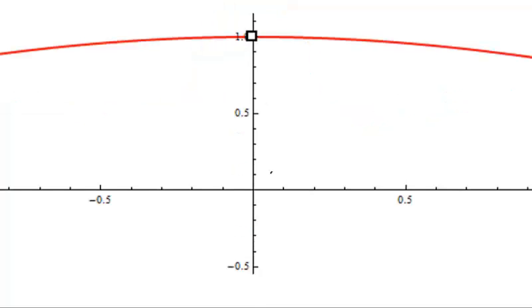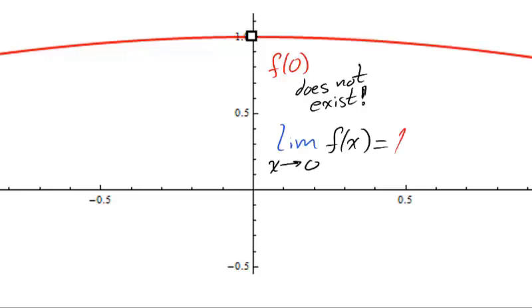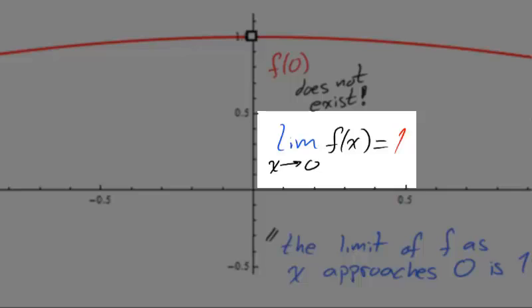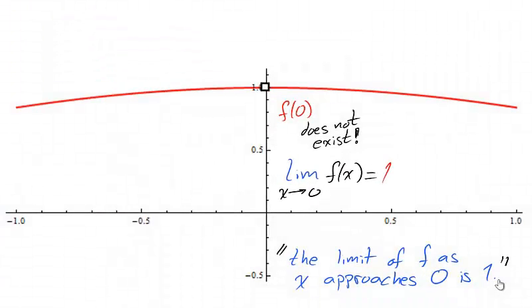All the points in this magnification are very near y equals 1. And if we continue to zoom in, the points on our screen would be closer still to the value y equals 1. However, there will continue to be a hole at x equals 0, as f of 0 is not defined. That is, f of 0 doesn't exist, but as x gets closer to 0, f values get closer to 1. A concept written mathematically, which is read, the limit of f as x approaches 0 is equal to 1.